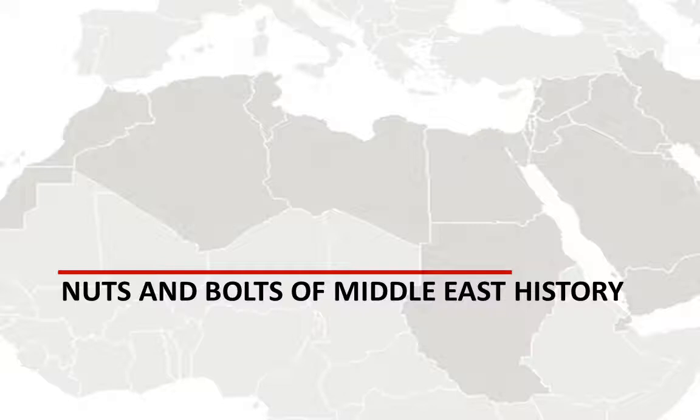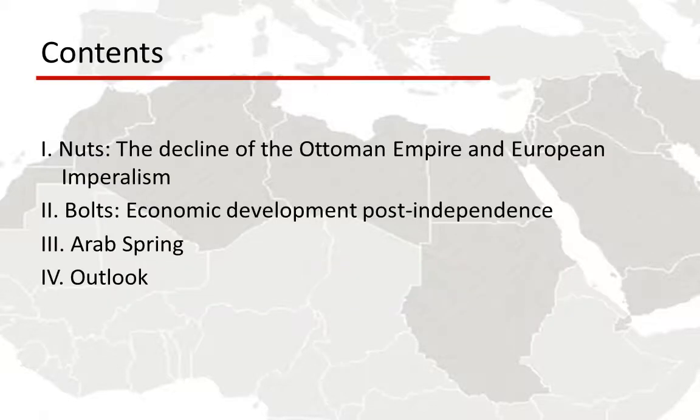So I've subdivided this lecture into mainly three parts. First, the nuts: the decline of the Ottoman Empire and the European imperialism that shaped the Middle East, mainly towards World War I and afterwards. And then the bolts, which mainly look at the economic development in the countries in the Middle East after they gained independence from European powers.